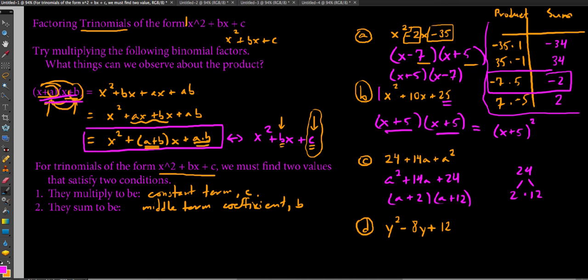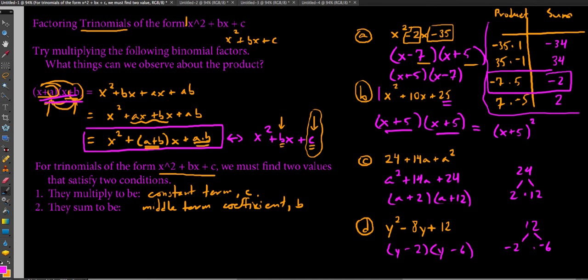And then again on letter D, I want you to see something here. This is of our good form here. We're going to write our couple of binomial factors, but what multiplies out to be a positive 12 that adds up to be a negative 8? The idea is that because they multiply out to be a positive but add up to be a negative, they must both be negative at the same time, because that would produce a positive product but a negative sum. So we would get a negative 2 and a negative 6.